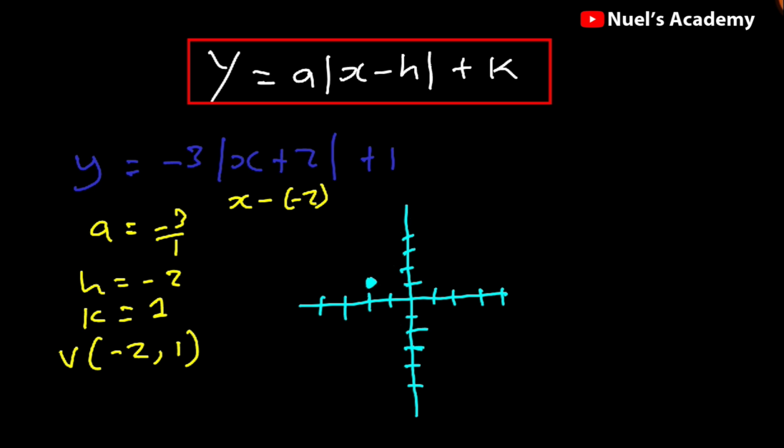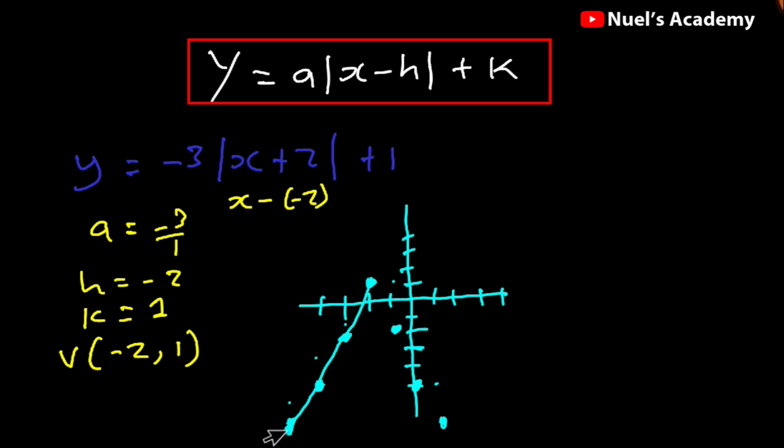Now, is it going to open upwards like this or downwards like this? If you look at this a here, which is -3, this is a negative sign. And like I explained earlier, if it is a negative number, then it's going to open downwards. Since the slope is -3/1, we are going to be moving 1 to the right and then 3 down. So 1 to the right, 1, 2, 3, we have here. Then here, we move 1 to the left, then 1, 2, 3.